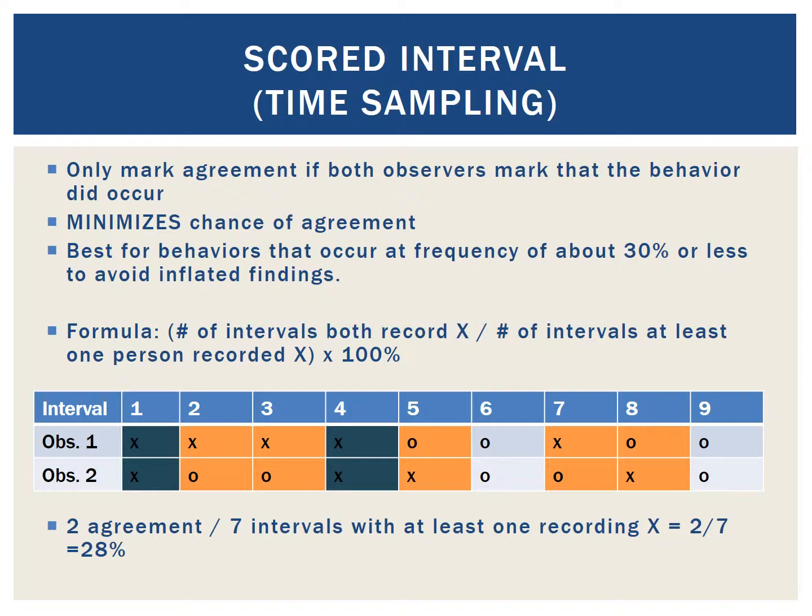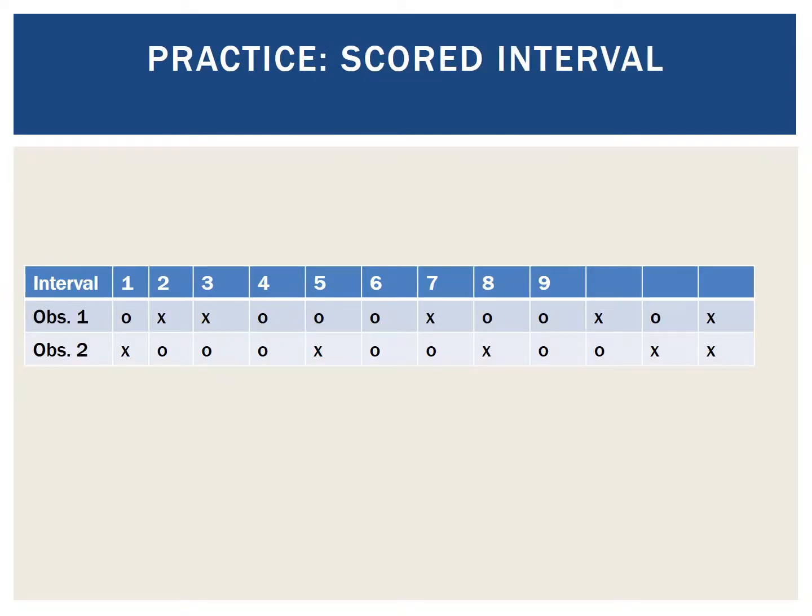And often what researchers will do is they'll report 3 measures. They'll report overall agreement, which is that first formula, where you look at all the intervals. Then they'll report occurrence agreement and non-occurrence agreement, which we'll talk about in a second. So again, with this one, you're just simply not counting those intervals. So this would be occurrence agreement. And this would be an opportunity to practice it.